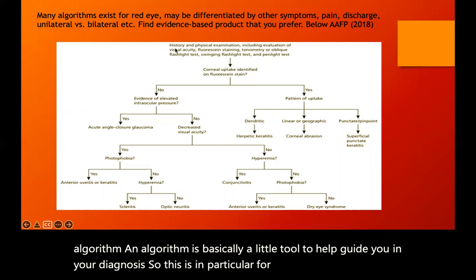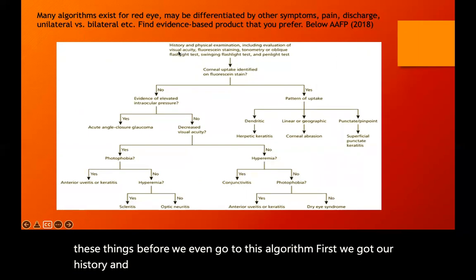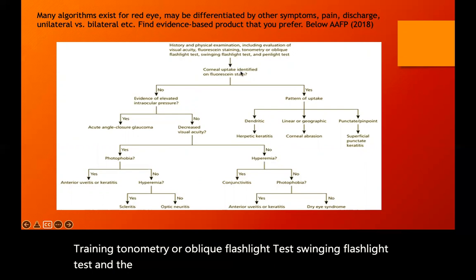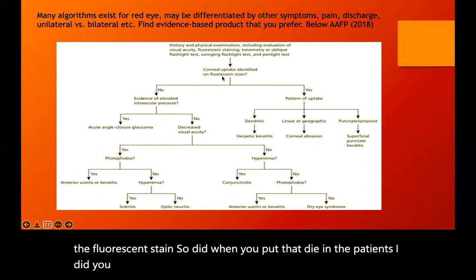So here we did all of these things before we even go to this algorithm. First, we got our history and physical, including an evaluation of the visual acuity, fluorescent staining, tonometry or oblique flashlight test, swinging flashlight test, and the pen light test. Okay, did the corneal uptake identify on the fluorescent stain? So when you put that dye in the patient's eye, did you notice that it pooled anywhere?